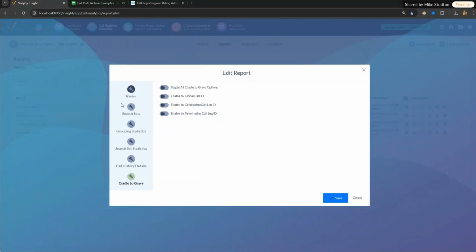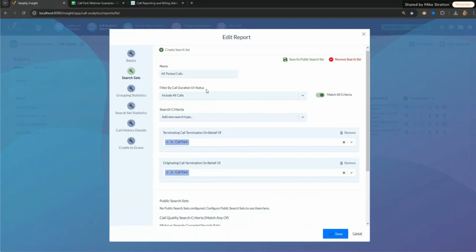in cradle to grave. But for a basic search, if I want to say, hey, how many park calls are there? It will look something like this, where you build your search set, and then you can do terminating call termination on behalf of, and then originating call termination on behalf of. Both set up the call park. And then bring up my downloads.